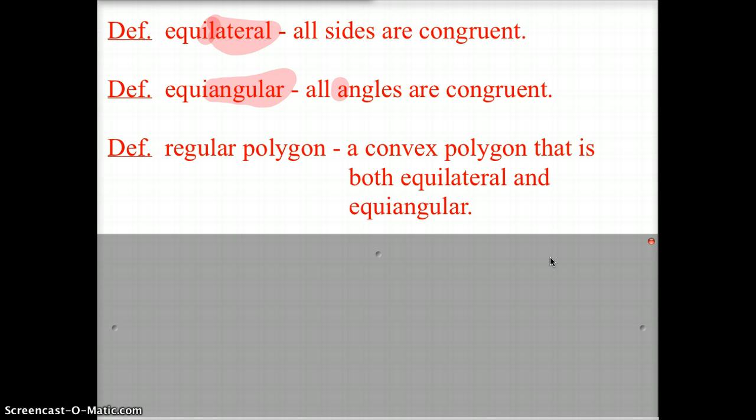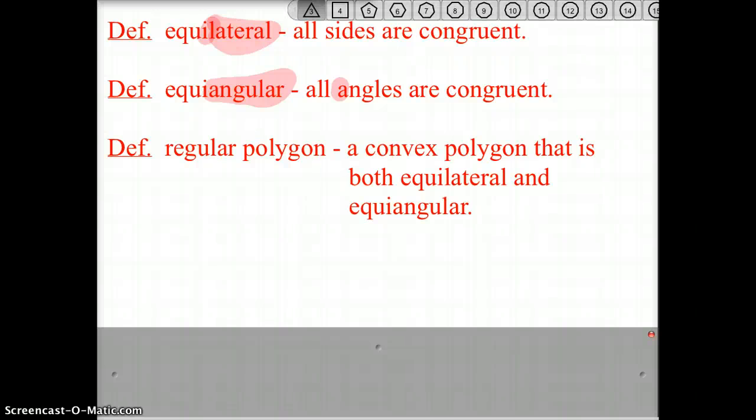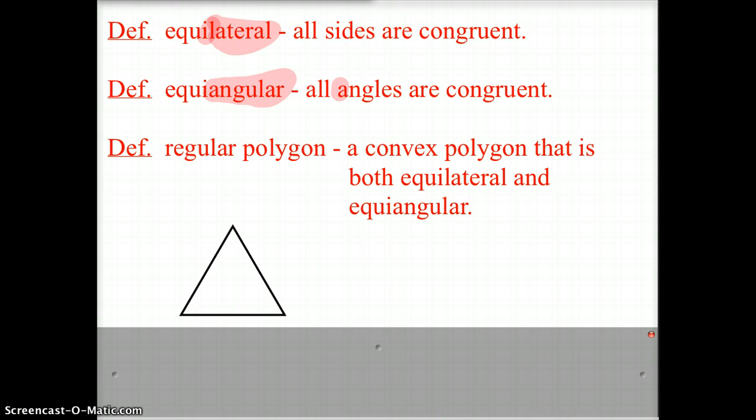For regular polygons, that's a convex polygon that's equilateral and equiangular. A convex polygon that is both equilateral and equiangular. So for example, an equilateral triangle is also going to be a regular polygon. All three sides are the same length. All three angles are the same, so that's a regular polygon.